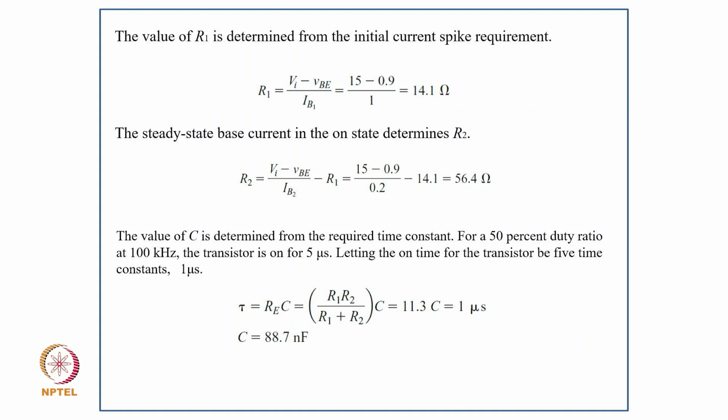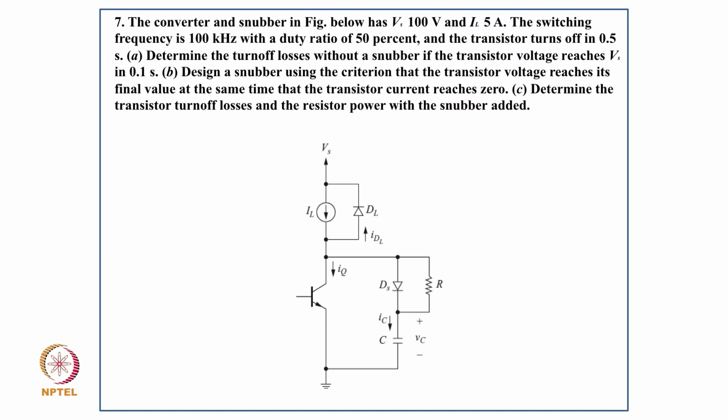So value of C is determined from the required time constant over a 50% duty ratio at 100 kilohertz. The transistor is on for 5 microseconds. Let the time for the transistor be 5 time constants, that is 1 microsecond. So tau equal to Req into C. So putting a value, R1 R2 divided by R1 plus R2 into C equal to 1 microsecond. So it comes C equal to 88.7 nanofarad.